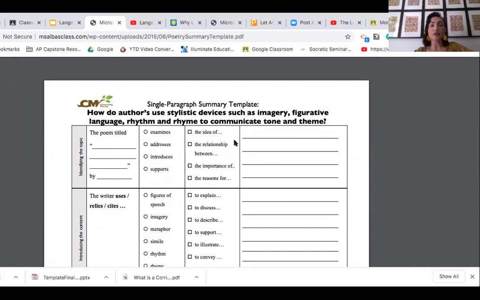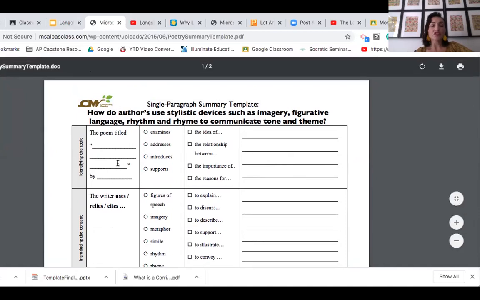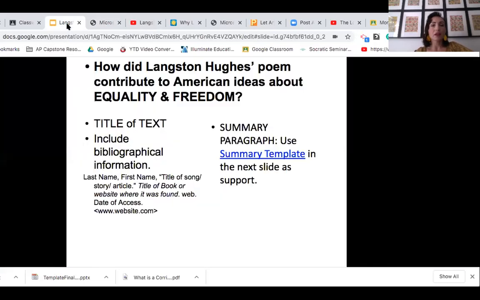Always in this first paragraph, in the first sentence of the paragraph, I want you to answer the essential question. So somewhere in there, I should see equality and freedom, because that's what we're talking about. We also should have the author's name and the title of the piece. So this is just to guide you. If you don't need it, then you don't need it. Wonderful. You're a brilliant person. I love that about you.